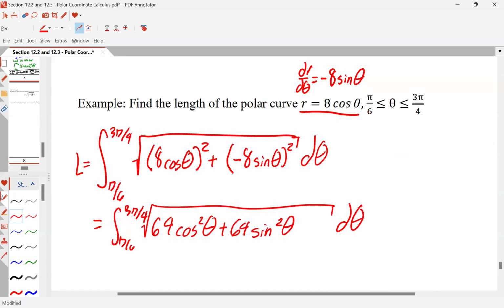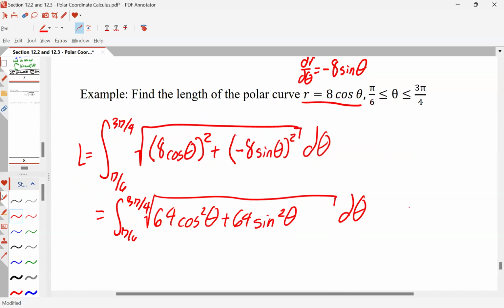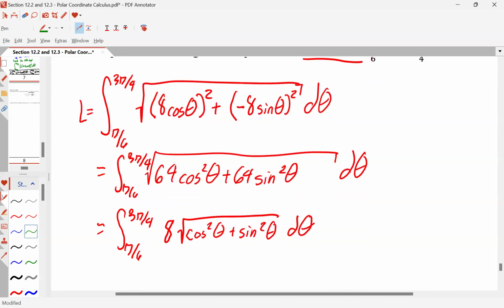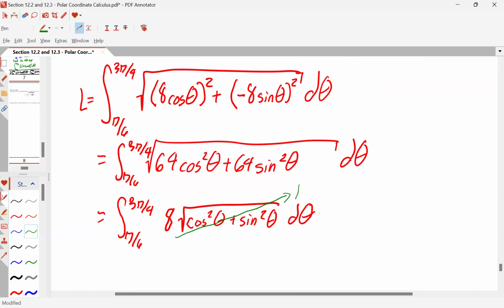Since we have a 64 on both, we can pull that out and take the square root to get the integral from pi over 6 to 3 pi over 4 of 8 times the square root of cosine squared theta plus sine squared theta, d theta. We know cosine squared plus sine squared is 1, and the square root of 1 is 1. So all we're doing is taking the integral from pi over 6 to 3 pi over 4 of 8. And this is essentially our easiest integral of the entire semester.